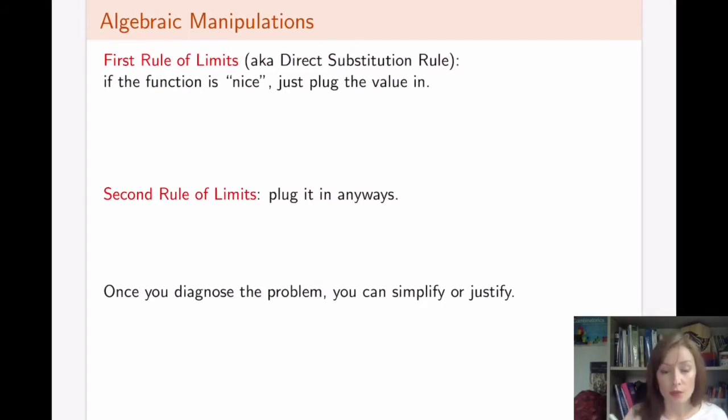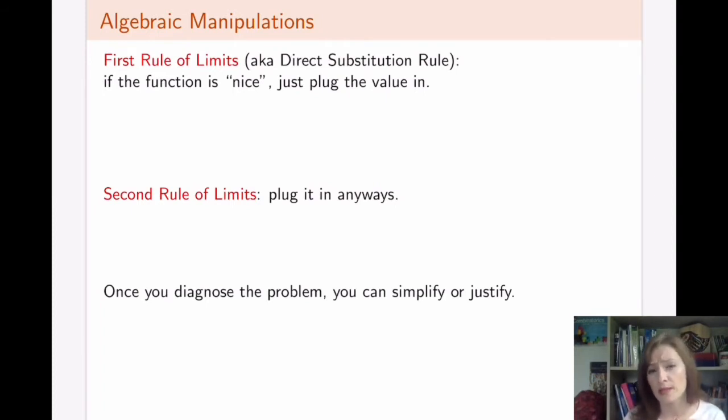These are limit laws. Let's talk about how to actually compute limits from an algebraic expression. So the first rule of limits, I call it just plug it in. The book calls it the direct substitution rule. So the direct substitution rule says if the function is nice, then you just plug it in and the value you get is the value of the function. So what does it mean to be nice? It means not having any unexpected behaviors at the point.